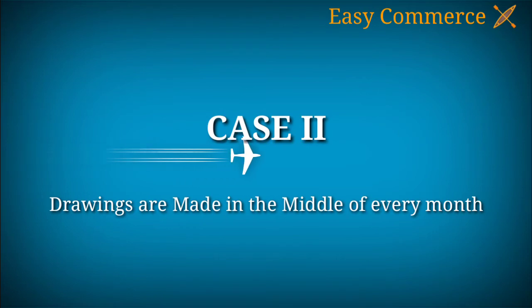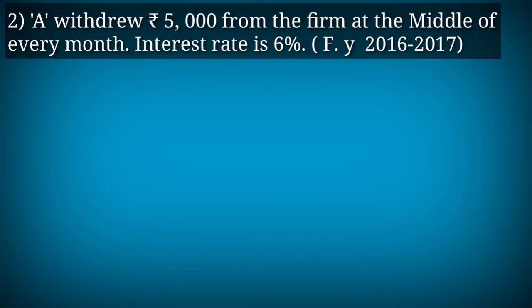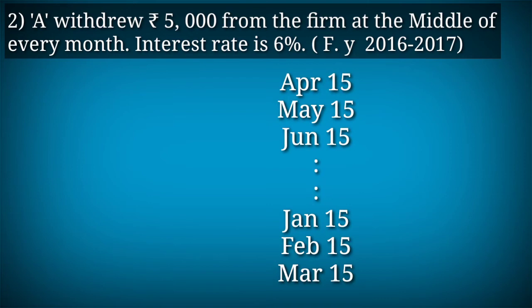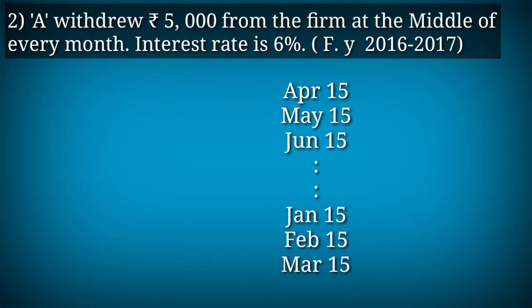Then the second case, when drawings are made in middle of every month. A withdraws rupees 5,000 from the firm at the middle of every month. Interest rate is 6%. Here A is withdrawing the equal amount 5,000 from the firm at the middle of every month. Middle in the sense 15th of every month: April 15, May 15, June 15, like that, January 15, February 15, March 15.